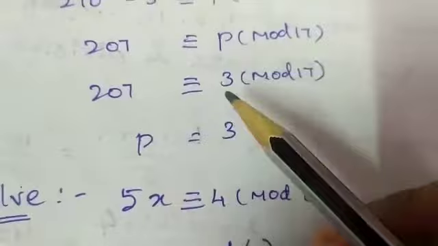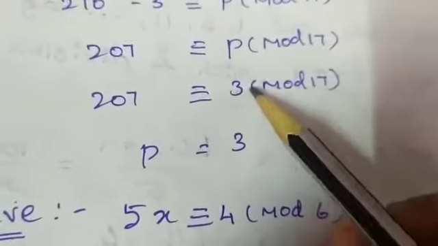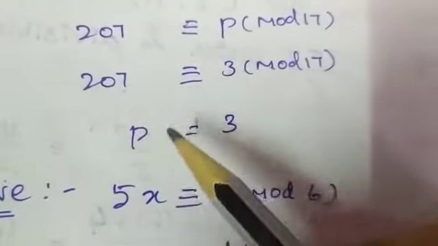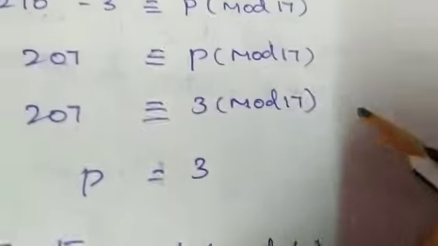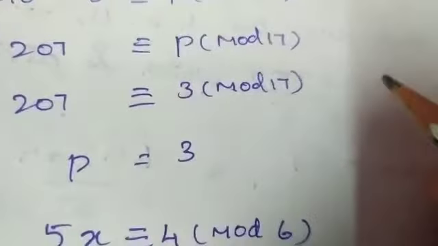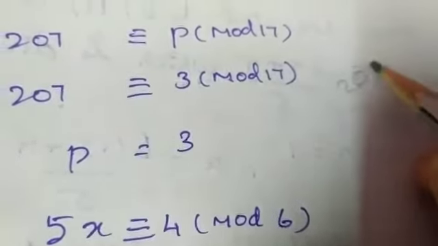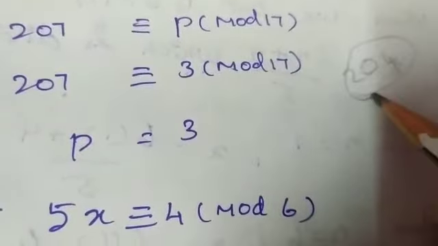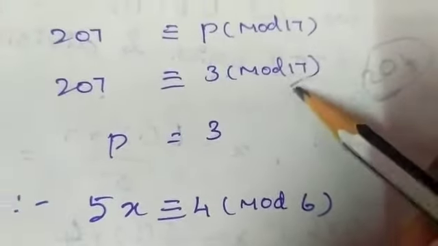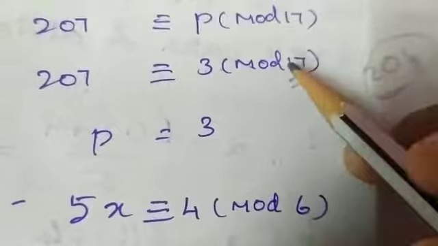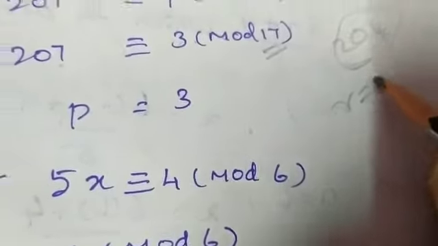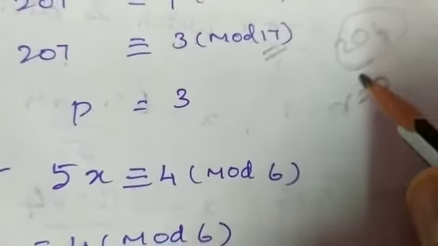I am taking the p value as 3, then it will be divisible by 17. That is, when I subtract 3 from 207, I will get 204. So it is a perfect multiple of 17. When we divide 204 by 17, our r will become 0. So p equals 3.